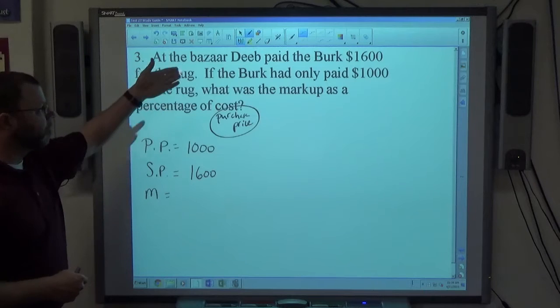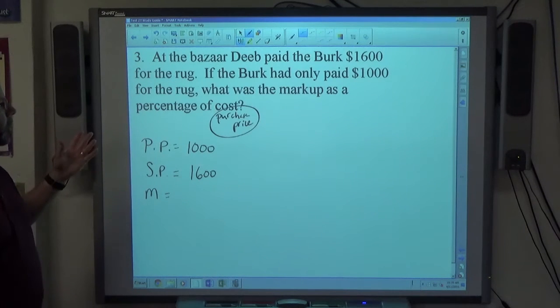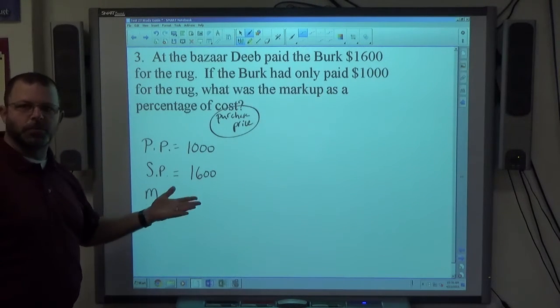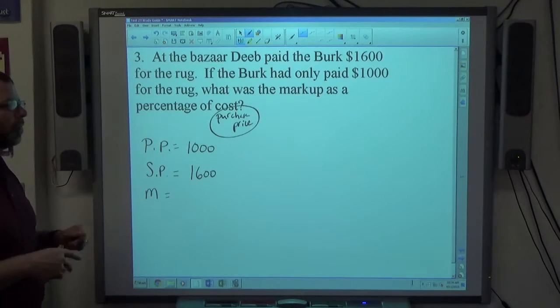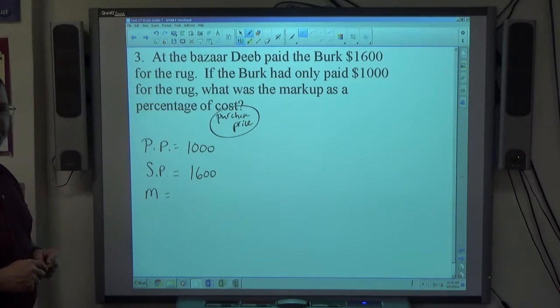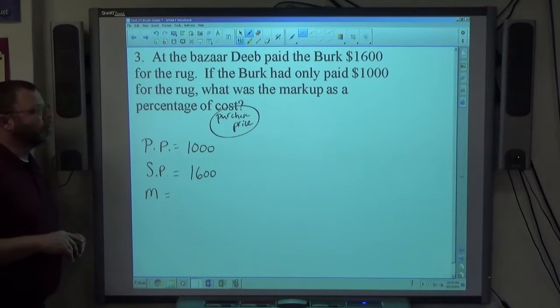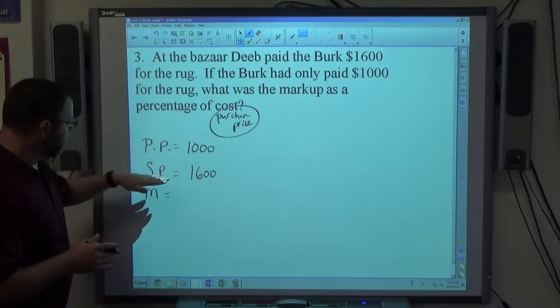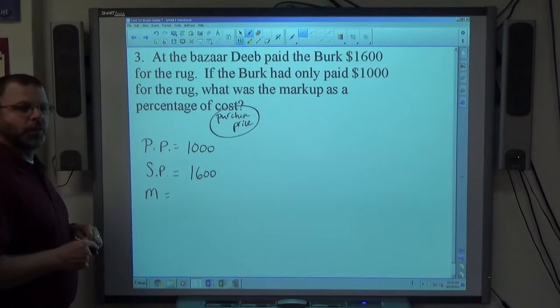If you're not sure, the selling price is always more than the purchase price. So if you're not sure which is which, I mean, Deeb is a weird name. The Burke, that's an actual seller of goods in a marketplace in probably some Arabic country, my guess, based on the way this looks. But the selling price is always more than the purchase price. Otherwise, you're running a bad business.